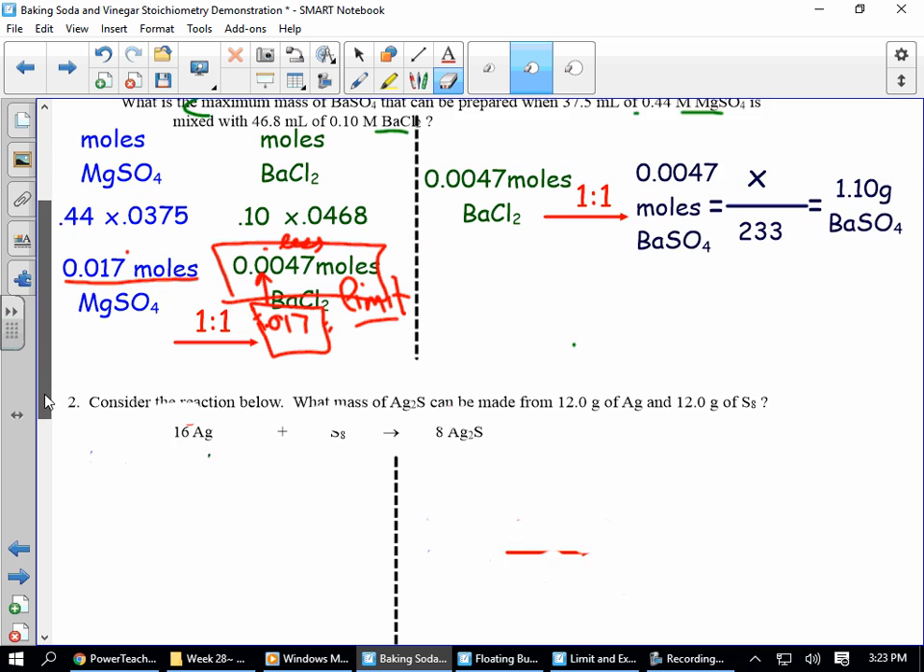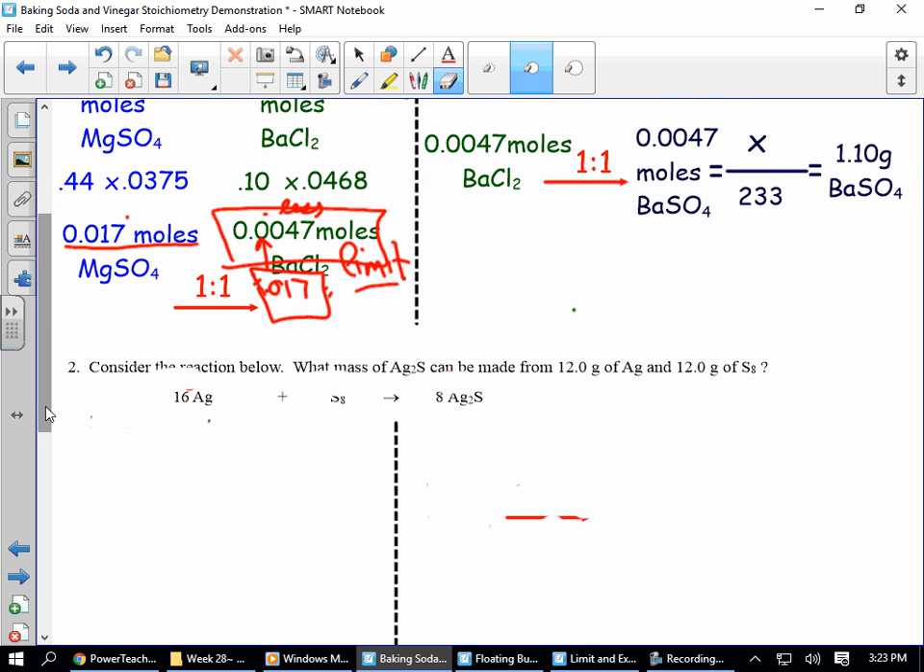Now, for question number 2, it is already balanced. I suggest that you take a look at the question and see if you can answer it, and pause the program.